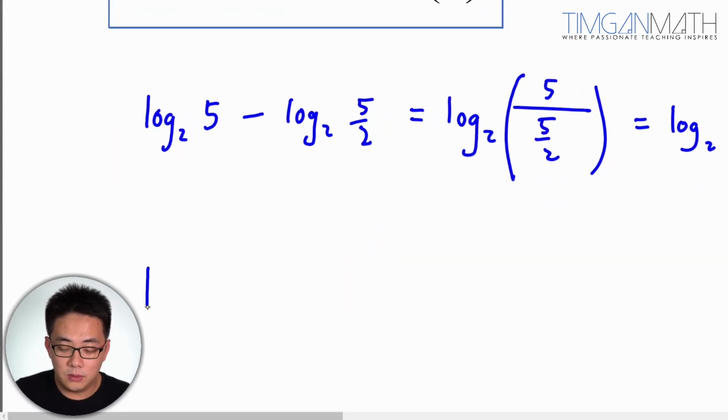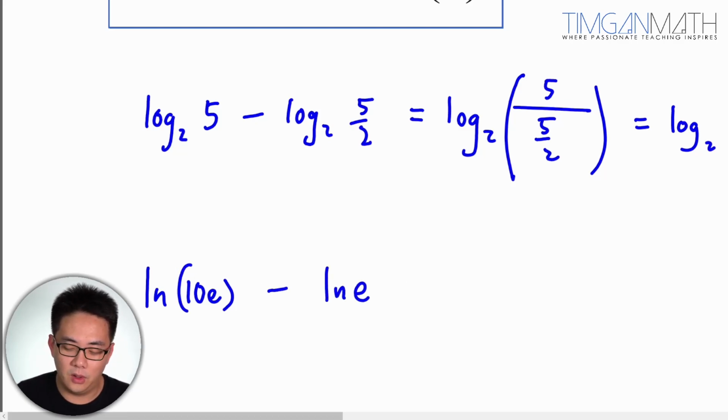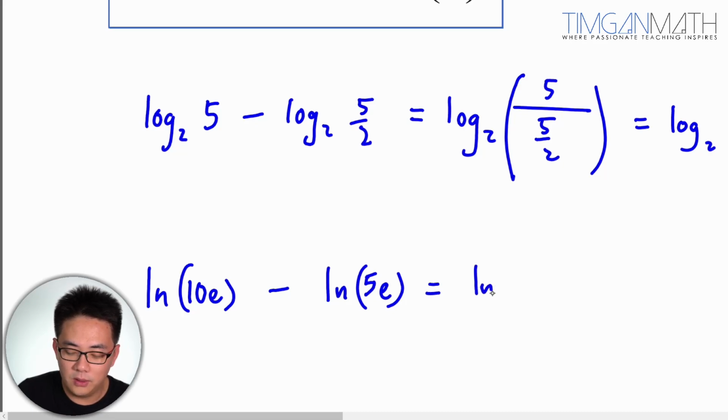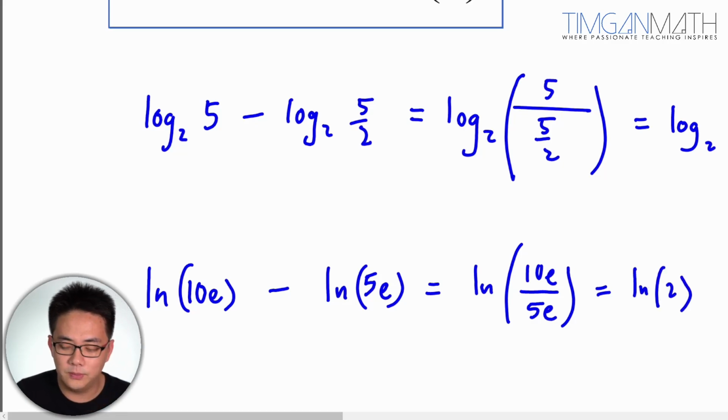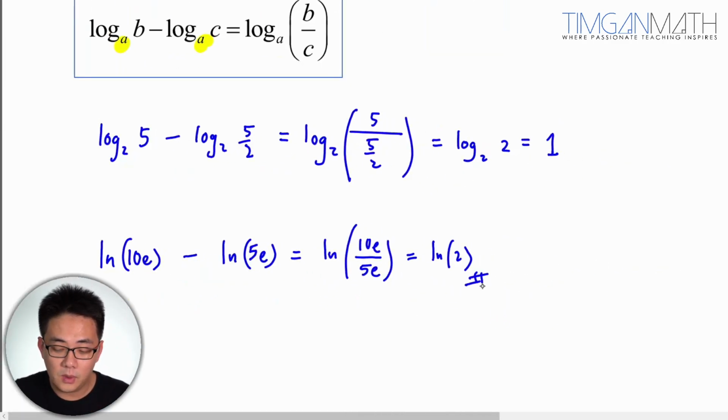Now essentially, let's say we have ln 10e minus ln 5e. This will just be ln of 10e over 5e. So this is how you apply it. Simplifying this will be ln 2, so this is all right.